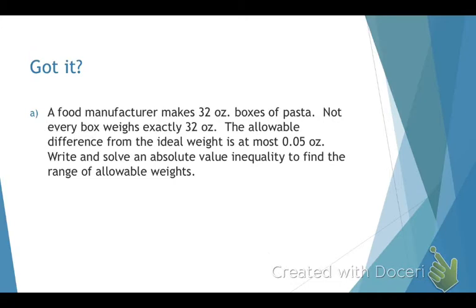All right, one last got it question. Please pause, try it out. I will put the answer on here for when you resume, and if once again you do not get it, please double check, ask a question, make sure you understand.